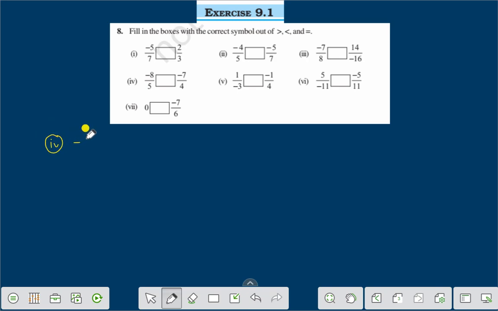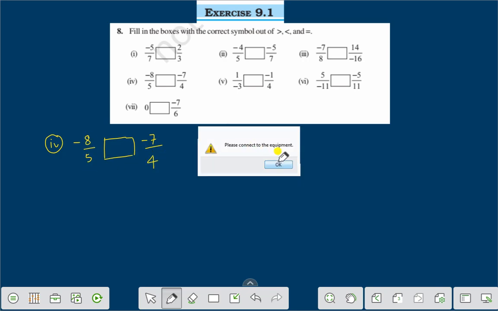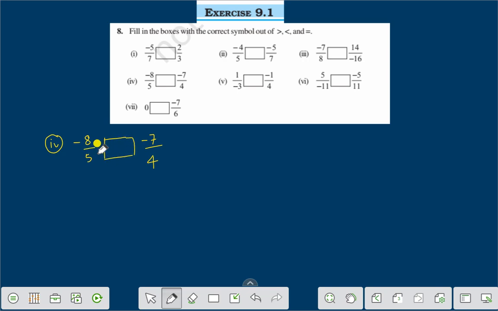Question number 4 is minus 8 by 5 and minus 7 by 4. Now you find in this way: find the denominator, that is, find the LCM of the numbers 5 and 4.